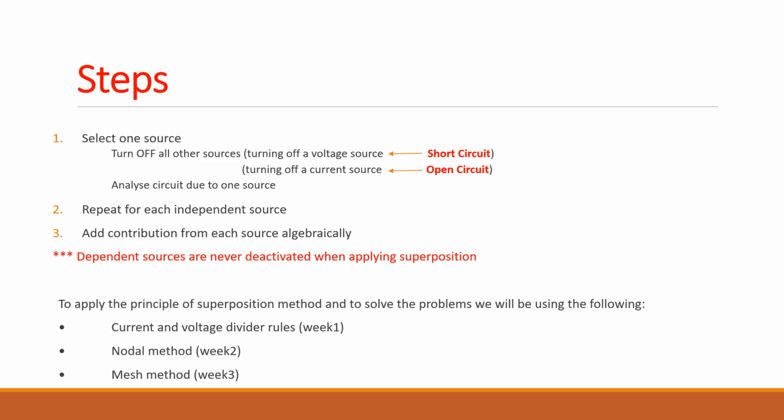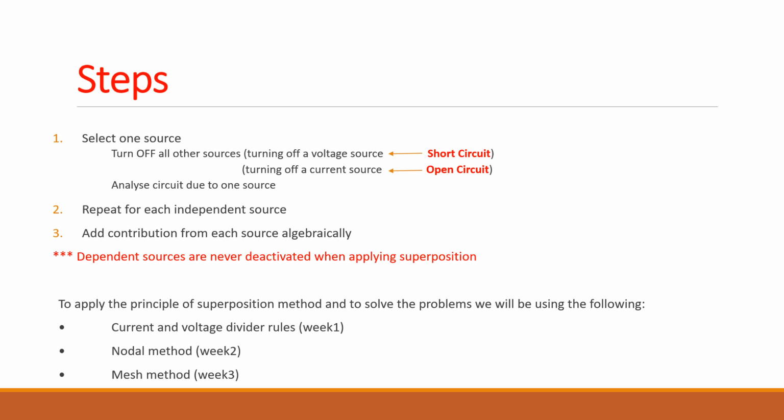The steps here are: select one source and turn off the other sources. When you turn off a current source, there is no current in that path, so that path will become an open circuit. When I do an example, I will explain more. When we turn off a voltage source, that path will become a short circuit.